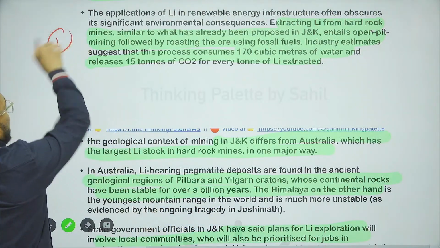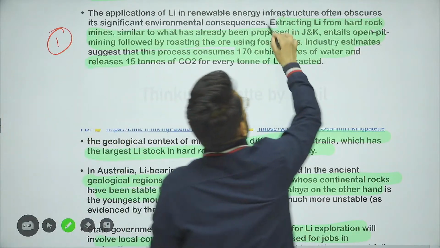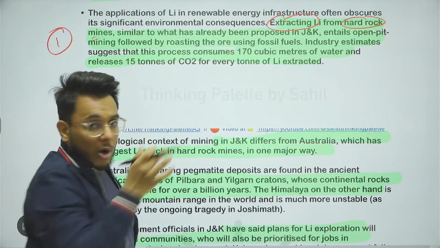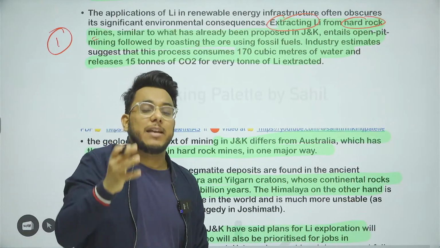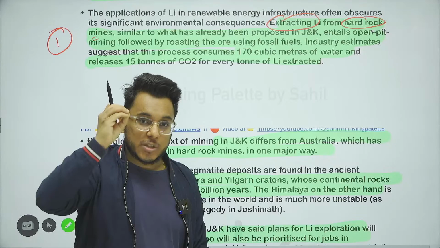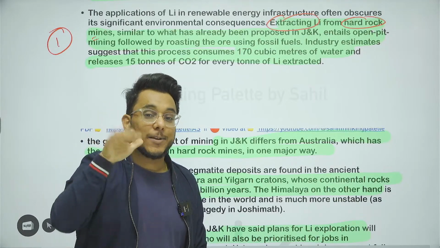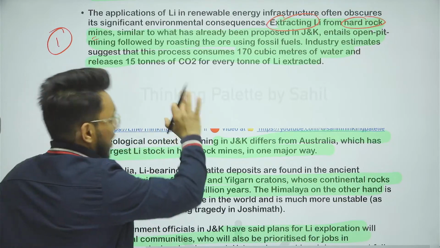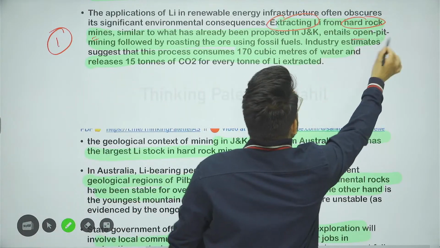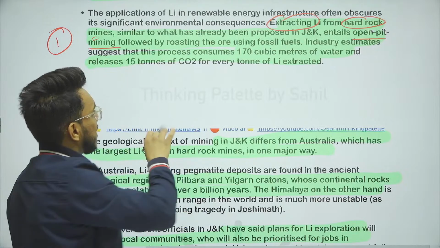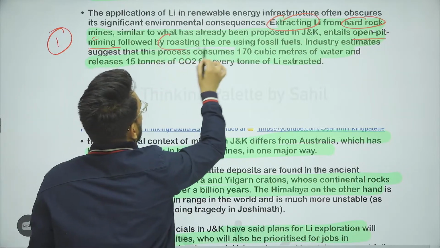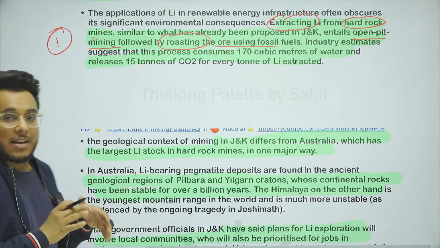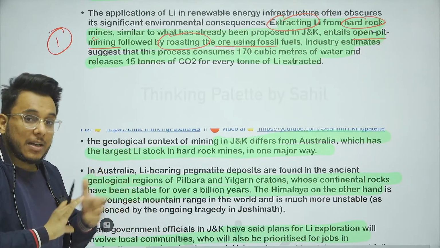Number one issue is that extracting lithium from hard rock mines is a process which is environmentally very polluting. It also uses a lot of water. For example, it has been provided that these will be open pit mines, followed by roasting of the ore. Now, this will emit a lot of pollution. It will emit a lot of carbon.